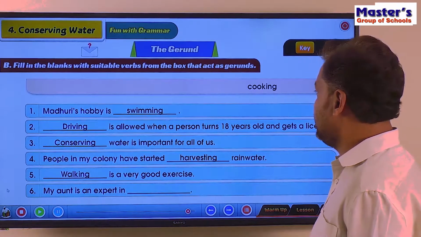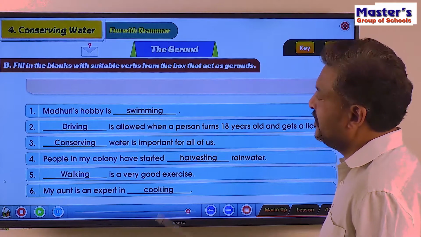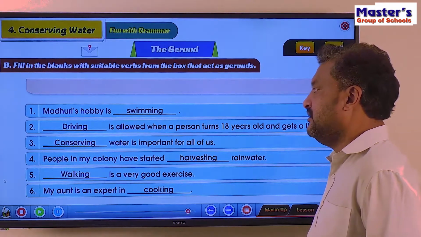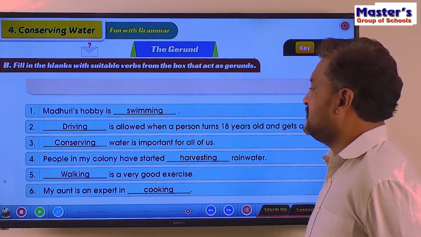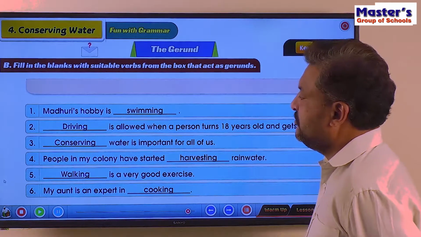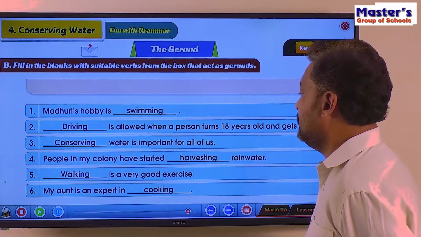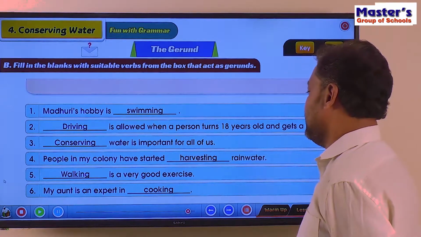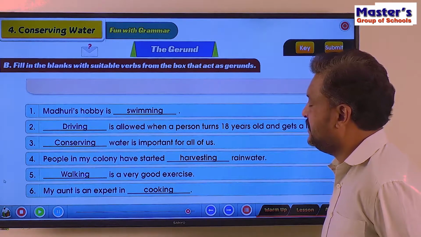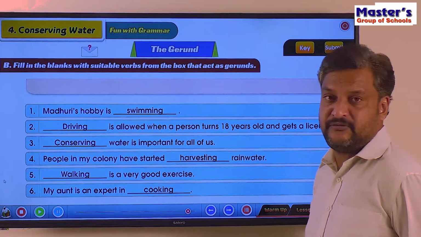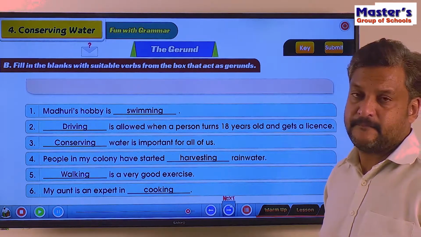My aunt is an expert in cooking. Okay. So Madhuri's hobby is swimming. Driving is allowed when a person turns 18 years old and gets a license. Conserving water is important for all of us. People in my colony have started harvesting rainwater. Walking is a very good exercise. My aunt is an expert in cooking. Okay. So that's it, the exercise part of gerund. And now I will keep this screen the same for another minute so that we can read these sentences once again thoroughly.